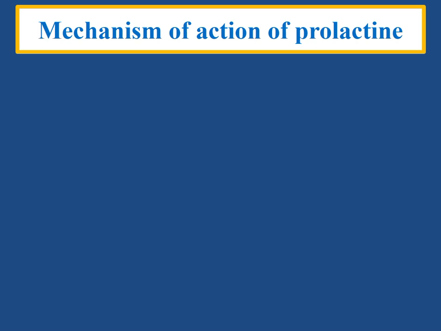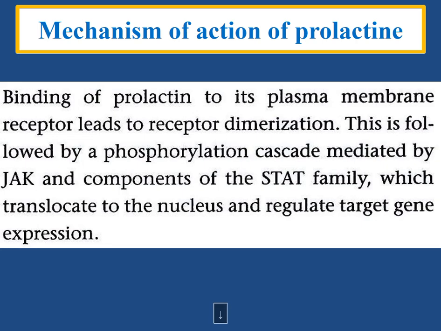Mechanism of action of prolactin. Binding of prolactin to its plasma membrane receptor leads to receptor dimerization. This is followed by a phosphorylation cascade mediated by the JAK and components of the STAT family, which translocate to the nucleus and regulate target gene expression.